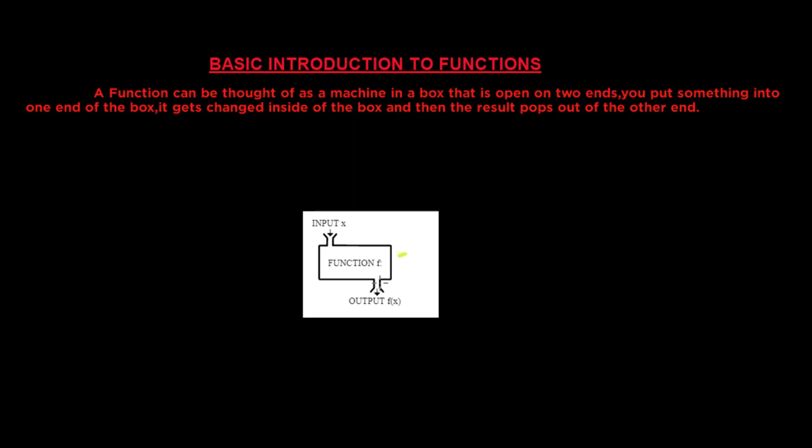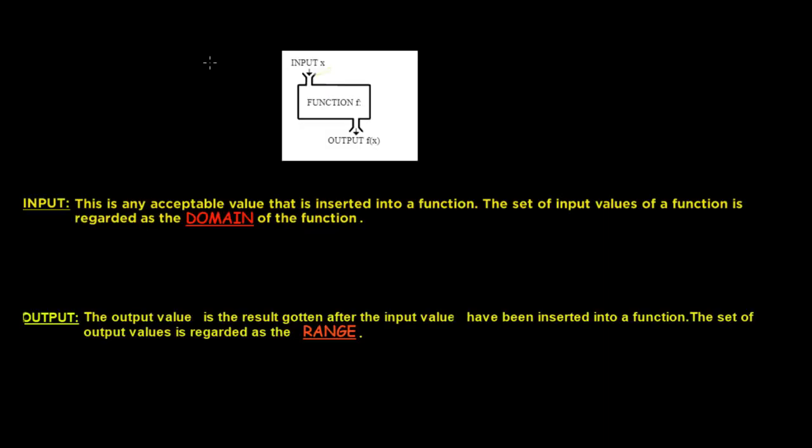So let's look at what a function is made up of. A function is made up of inputs and outputs. The input is any acceptable value that is inserted into a function, and the set of input values is regarded as the domain of that function. Functions have a particular set of input values on which they can be defined. You can't just pick any value which is not in that domain and put it inside that function, because you won't get a resulting output. There are sets of acceptable values which, when you put them inside that function, you get a resulting output value.